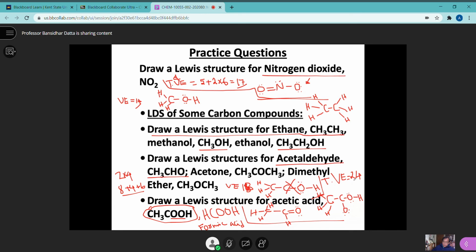You have 24 total. How many of them are used up? We used 22. Yes, so 2 more remaining, right? What should we do? Make one double bond, yes, so 8.